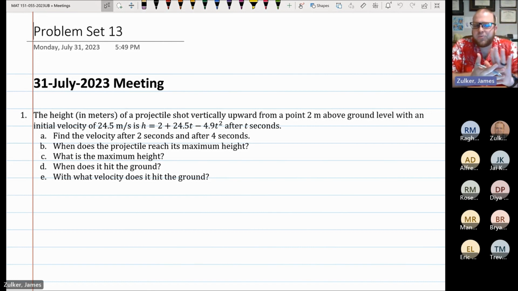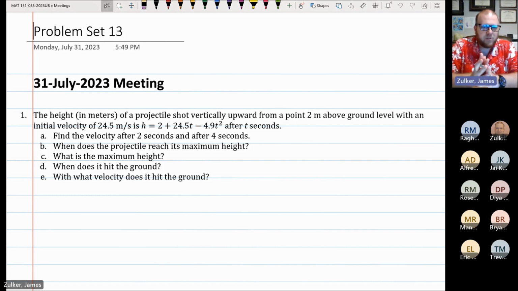Height in meters of a projectile shot vertically upward from a point 2 meters above ground level with initial velocity of 24.5 meters per second is given by the function h equals 2 plus 24.5 t minus 4.9 t squared after t seconds. And so this is known as free fall motion. We are ignoring, obviously, drag, air resistance.